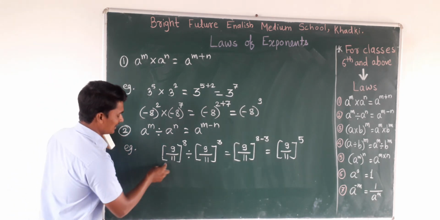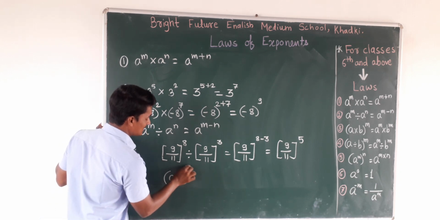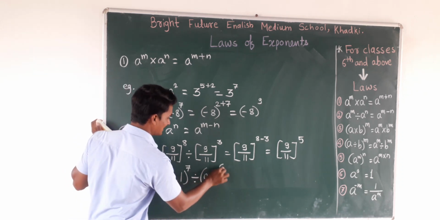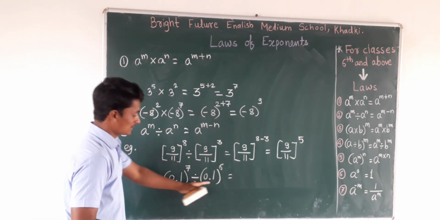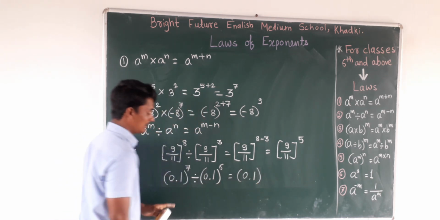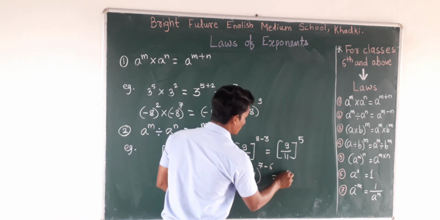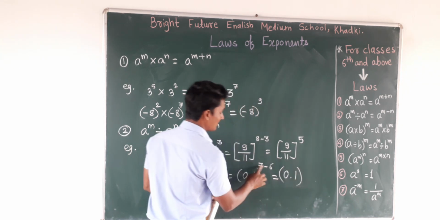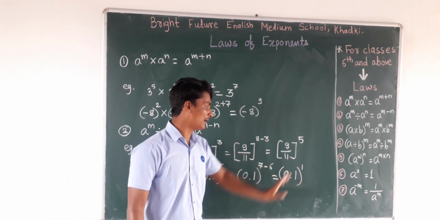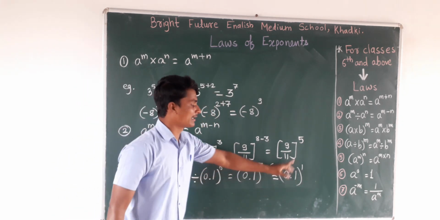Okay, another example. Suppose the number is a decimal number, 0.1 raised to power 7 divided by 0.1 raised to power 6. Then how can we write this? Same in base, different in power. Then write down the base one time, 0.1, and subtract the power, 7 minus 6. Now 0.1 raised to power 7 minus 6, 1. So the answer of this example is 0.1 raised to power 1. Now power 1, if we consider any number, its power is already 1. That means what?